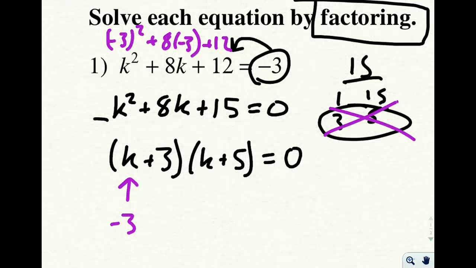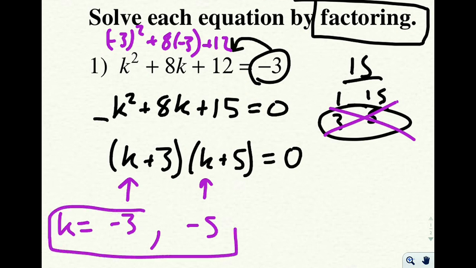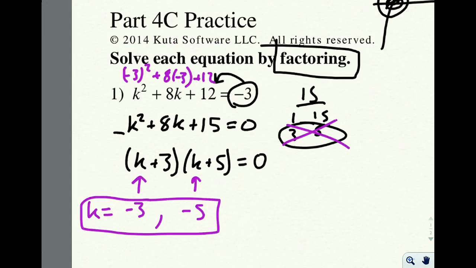Now we want to get our other solution. It's going to be what we plug in here to make this group 0, so negative 5. So our solutions are k is equal to negative 3 or negative 5. Don't be tempted to say k is not equal to these things. We did not find these values in a denominator. These are the actual solutions to the problem. So this is your answer.